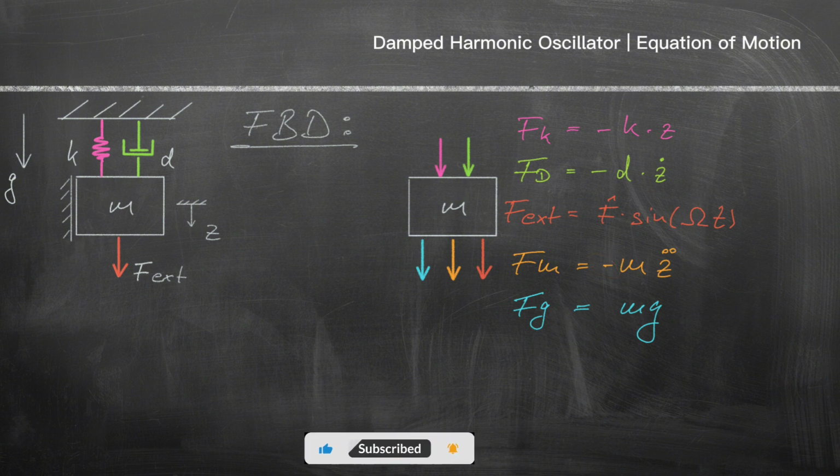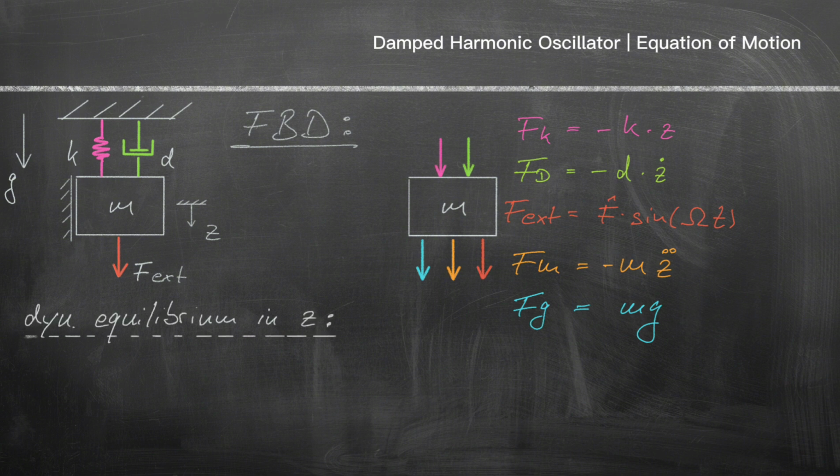At this point, all forces have been drawn systematically, with the arrows pointing in the positive direction. We can now move on to the next step and write the dynamic equilibrium in the z direction. All forces in the z direction are summed and set equal to 0. This describes a dynamic equilibrium, meaning all forces balance each other and their sum is 0.